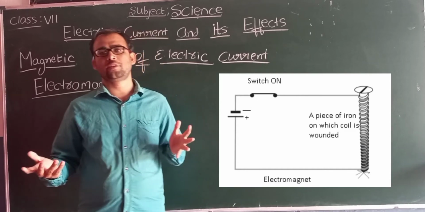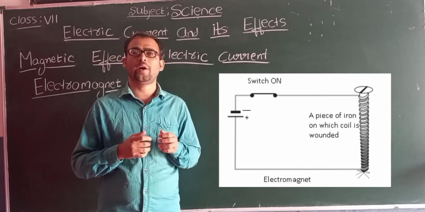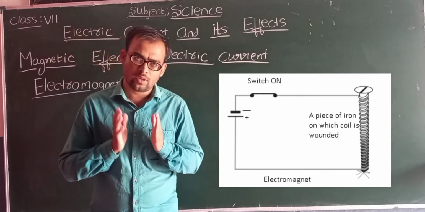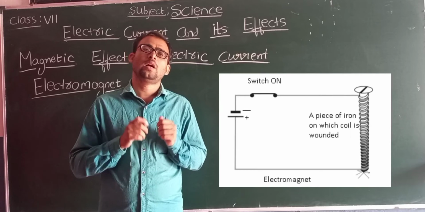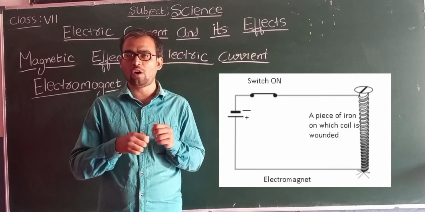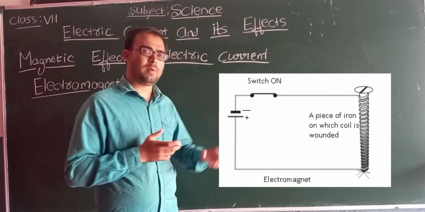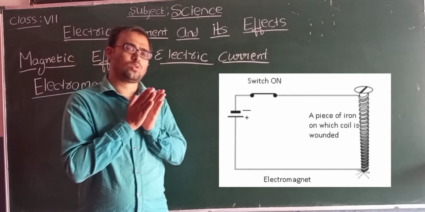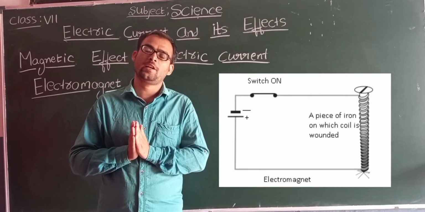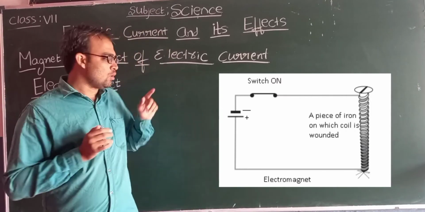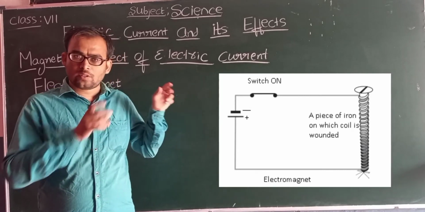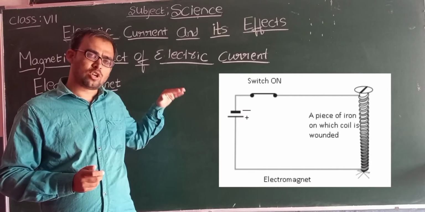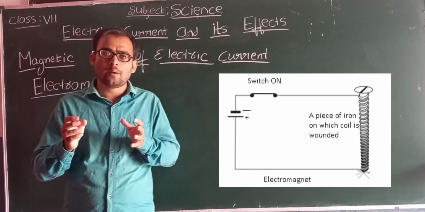So why is it so, students? Whenever the wire is wound around an iron material or iron piece in the form of a coil, and you supply current to the circuit, then what happens? This coil will act as an electromagnet. It means when the current flows through the circuit, this coil acts as a magnet, and when the flow of current stops, the coil loses its magnetism.